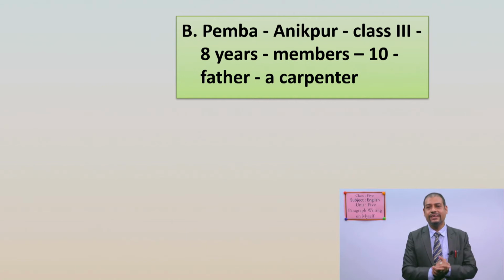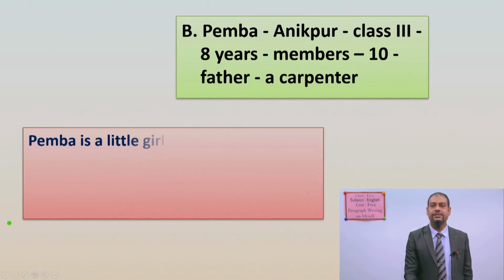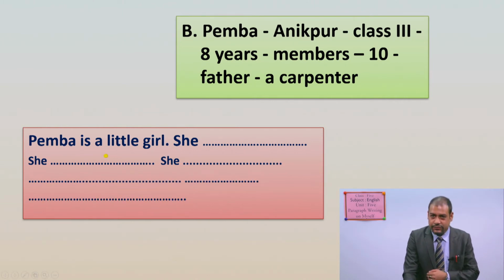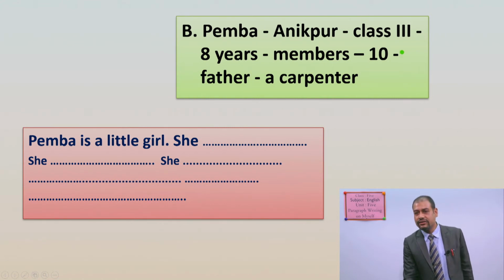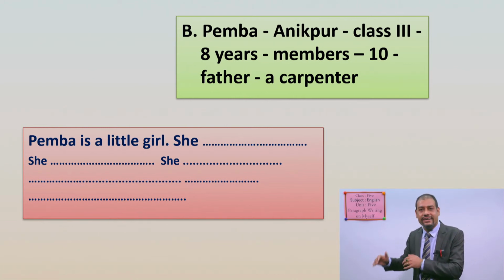I hope you might have finished writing a paragraph, at least of 2 or 3 sentences now, and you can check with me. Okay? See, your paragraph should be like this. Now, it is also given from your textbook, okay? Pemba is a little girl. See, now you have to develop a sentence with the help of this clue, Anikpur, okay? See again, now you can write down her class. See again, you can write down her age, and you can write down about the number of family members. Then you can write down about her father, and who is he, what is his work, you can write down at last. Okay, now you can check whether your paragraph is similar to my paragraph or not.